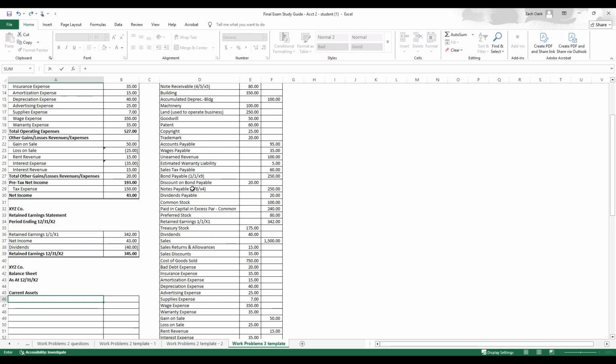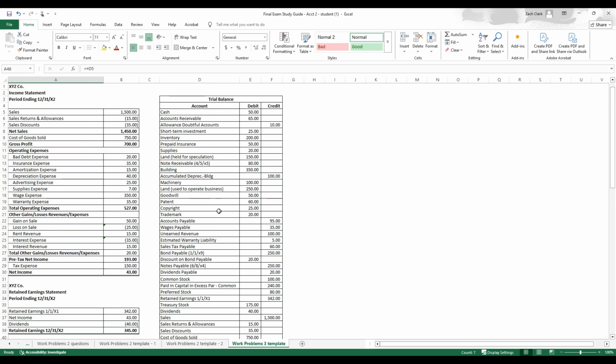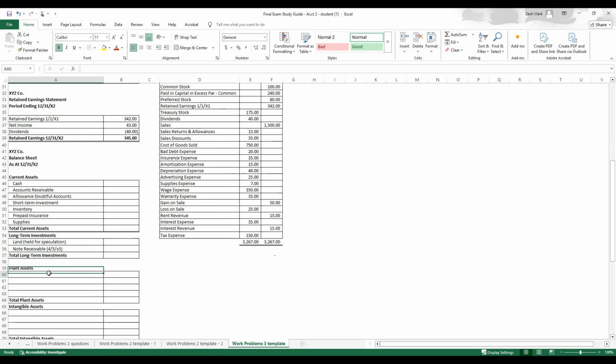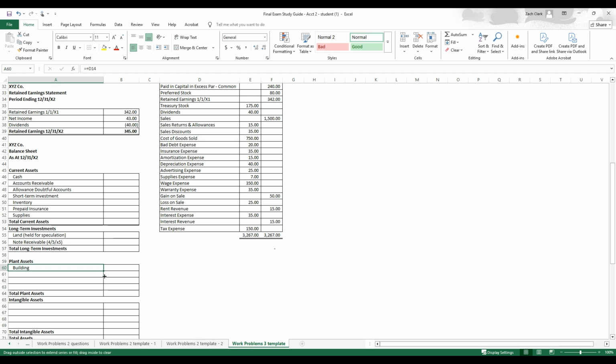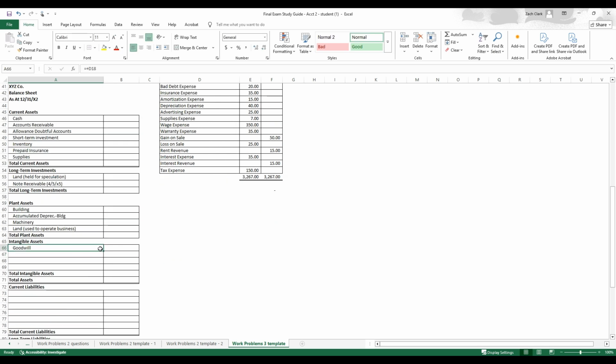Okay, let's go fill out our table. Let's do the accounts first, and then again we'll pull in balances with VLOOKUP. So all of our current assets are up here at the top. It's everything from cash down to supplies, essentially. Then our long-term investments, we have land held for speculation and notes receivable. And for plant assets, starting with building, we have some accumulated depreciation we need to make sure we include in there. And then starting with goodwill for our intangible assets. Okay, so that's all there.